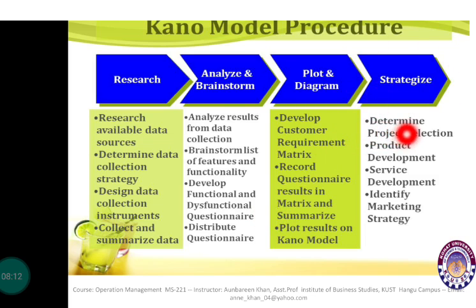The last is the strategies. These strategies help to determine project selection, product development, service development, and identify the market strategy. So these are the procedures that are helpful for identifying the product and service design attributes in terms of quality, in terms of performance, in terms of excitement.